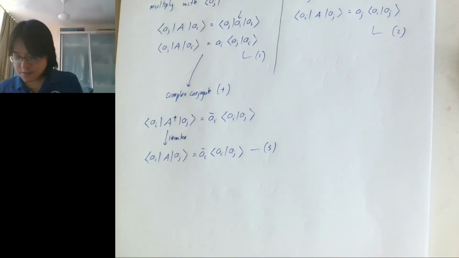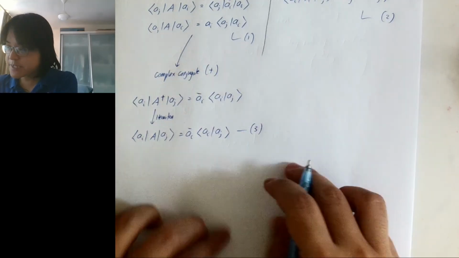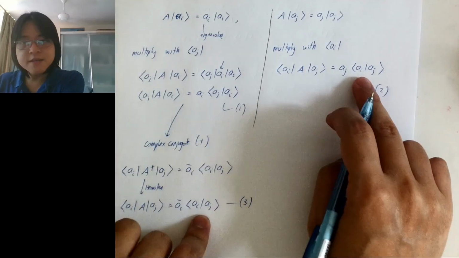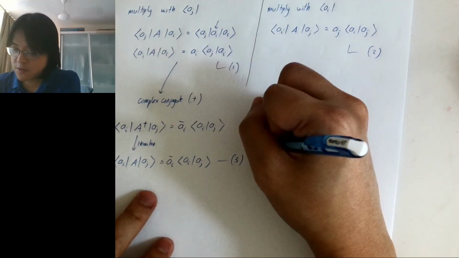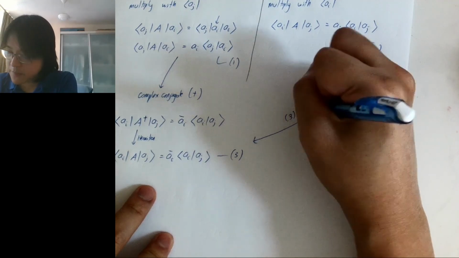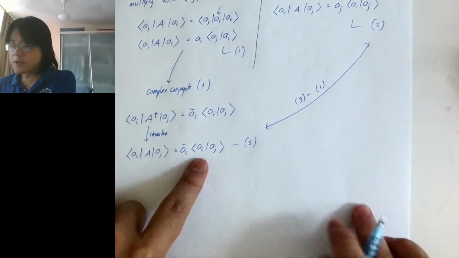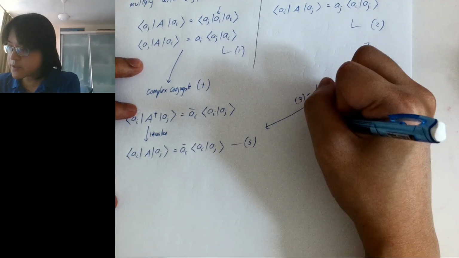Okay, so now let's do something interesting. On the right hand side I got one expression, and on this side I got another, so I can just put these two equations together, right? So I'm going to take these two equations, and I'm going to take equation 3 minus equation 1. Okay, so equation 3 minus equation 1. So I'm going to get this.